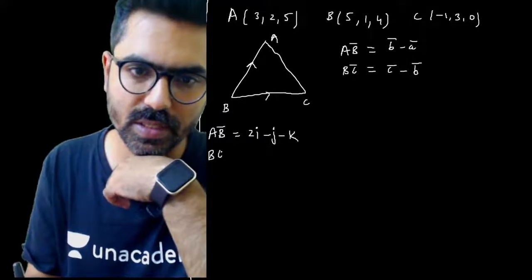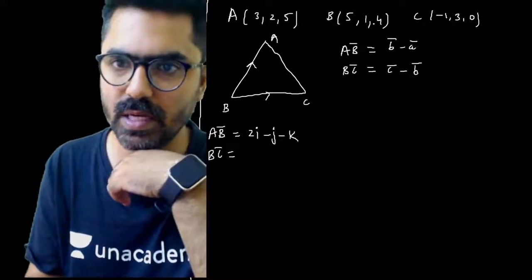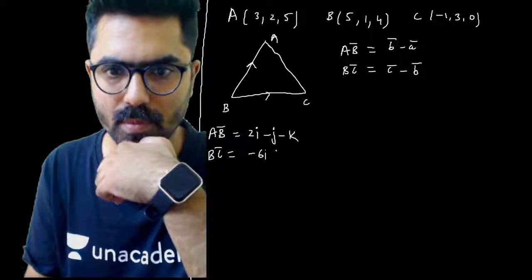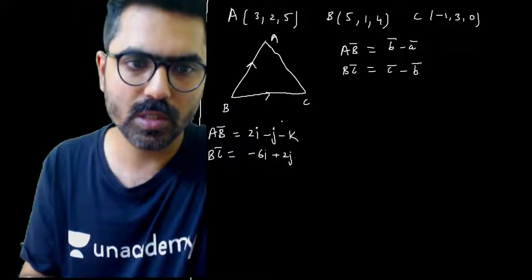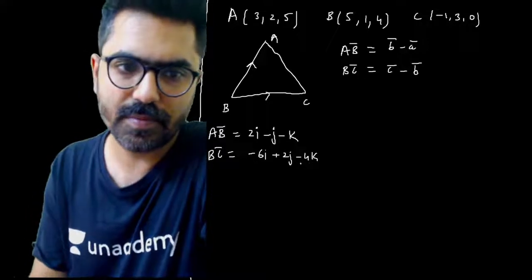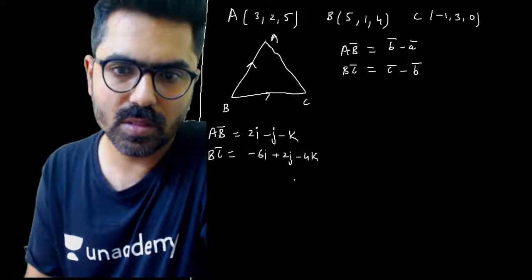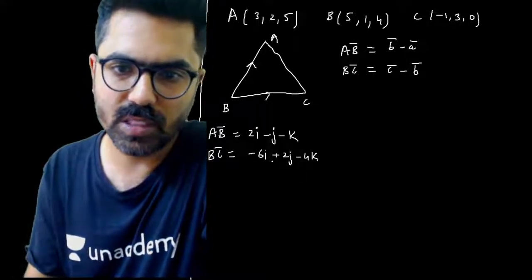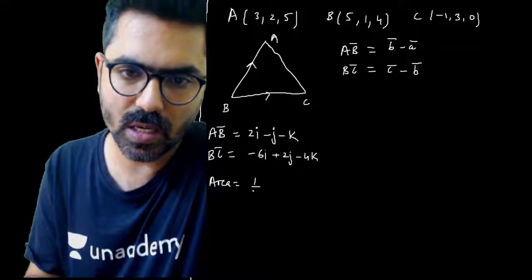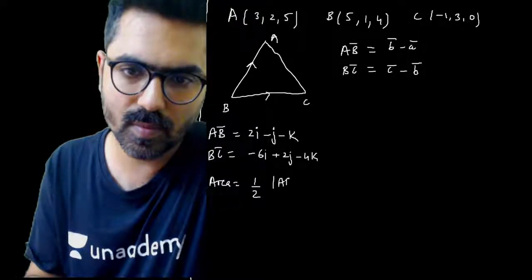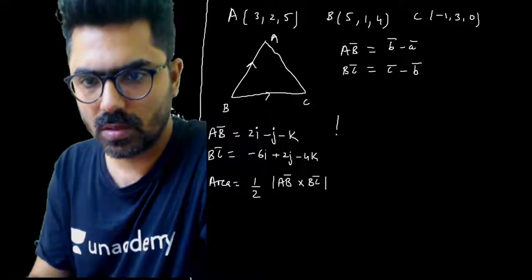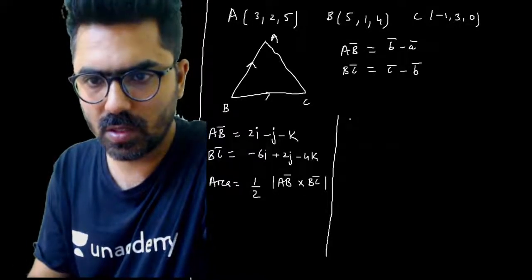Now let's write the BC vector, which is point C minus B. So minus 6i plus 2j and minus 4k. This is what we have got as the BC vector. The area of this triangle will be half of the mod of AB cross BC. So let's write the AB cross BC.